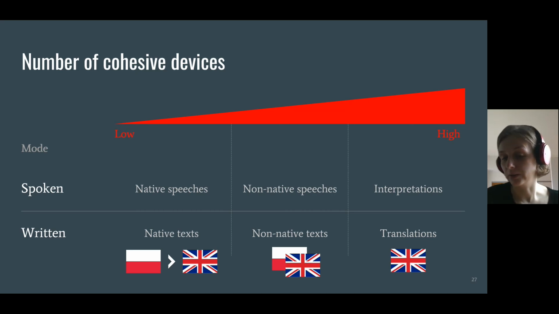And the same case is with interpreters, or maybe not the same, but it is similar. They want to make sure that whatever was the original message is well understood by the target recipients.